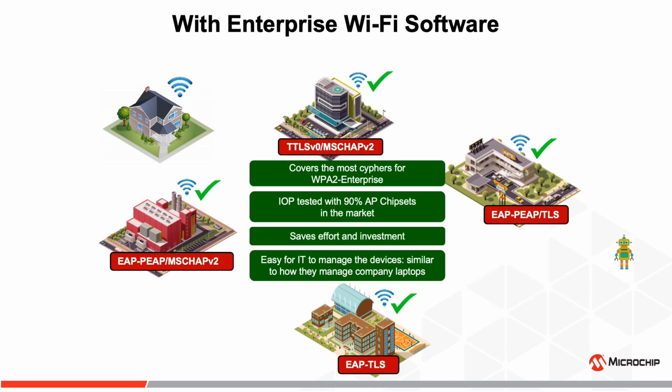So what is the big benefit of all this? Well, first of all, it's easy to manage devices that are being deployed into this enterprise or campus environment, and it makes it much easier, similar to how companies manage laptops. So with enterprise software, we can successfully connect to all of these different ciphers. We have interoperability testing that ensures a reliable connection. And obviously, this allows your product to be deployed a lot more seamlessly into environments such as this.